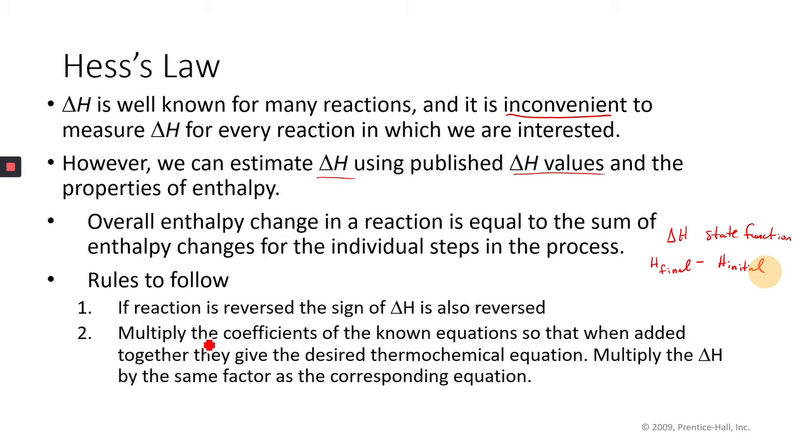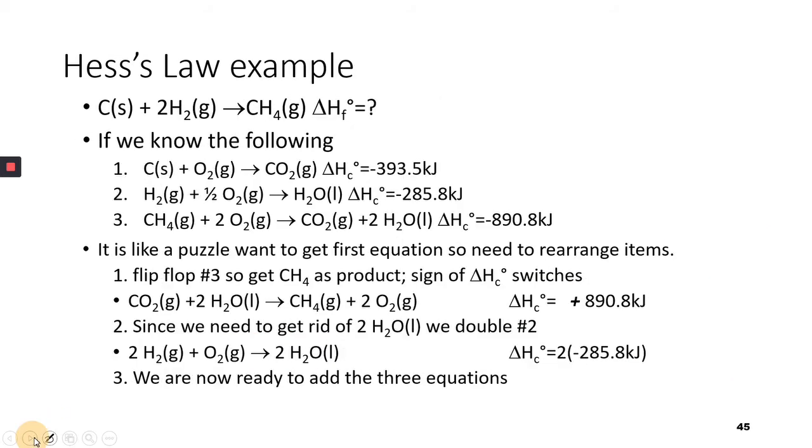So some rules to follow. If you reverse your reaction, you have to reverse the sign of delta H. If you multiply your chemical reaction by a coefficient of some sort, then you have to multiply your delta H by the same coefficient. So what am I talking about?